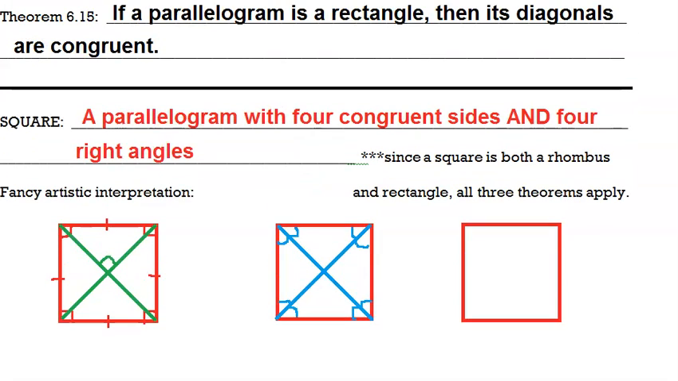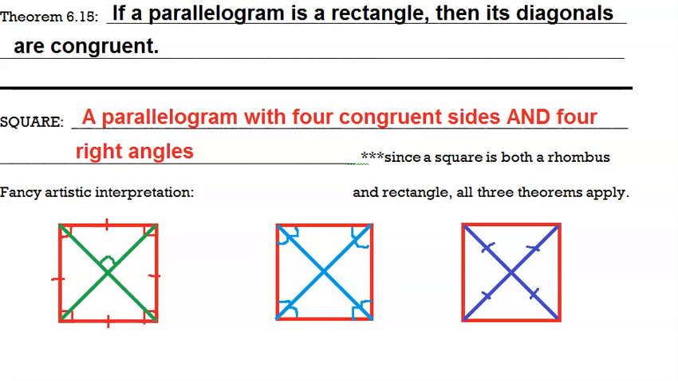And then the last theorem that we wrote says that if a parallelogram is a rectangle, then its diagonals are congruent. So then if we were to draw the diagonals here and here, then the diagonals would be congruent. So this and this and this and this, all congruent.